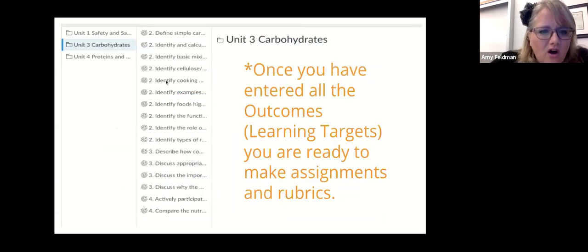So now you have all of these learning targets. See this little target? And see how this says 2, 2, 2, 2, 2, 2, 2, 2, 2. Those are all level 2 things. These level 3, here's learning targets for level 3 learning, and here's learning targets for level 4. So once you have entered all your outcomes, which is your learning targets, you are ready to make your assignments and rubrics, okay? I know this is like bombarding you with information, and it's going to take a lot of practice, and it takes a lot of time to do it. But once you get it all in Canvas, it is so smooth and it is so quick.